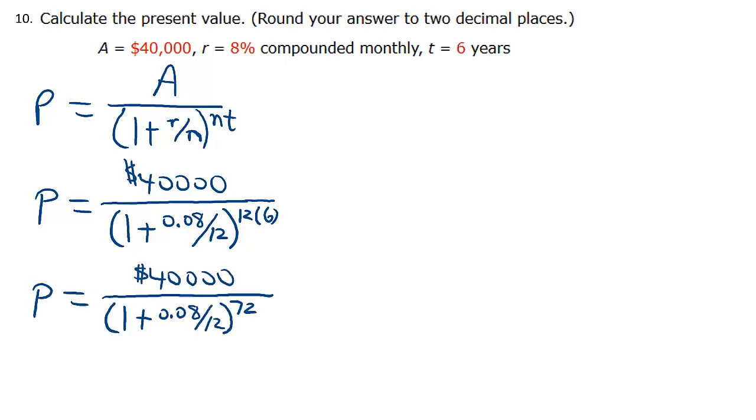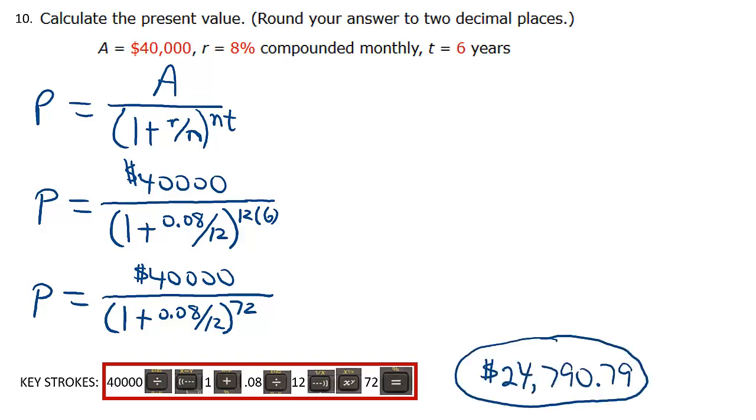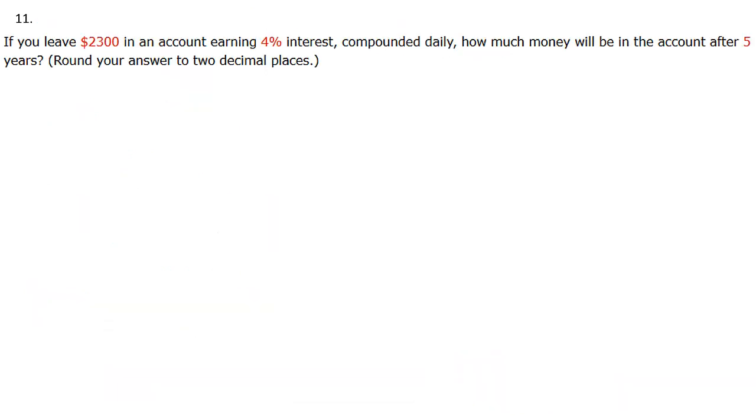So one thing you can do is just type it in directly, and if you want to do that, you can type in the numerator, 40,000, the fraction bar is the division, so you type divided by, then you drop to the bottom, and you've got a left paren, and then you have 1 plus, then you have 0.08 divided by 12, then you've got a right paren, the 72 is in the exponent, so you hit the power button, the X or the Y button, type in 72, and press equal to, and when you do that, you'll get $24,790.79.